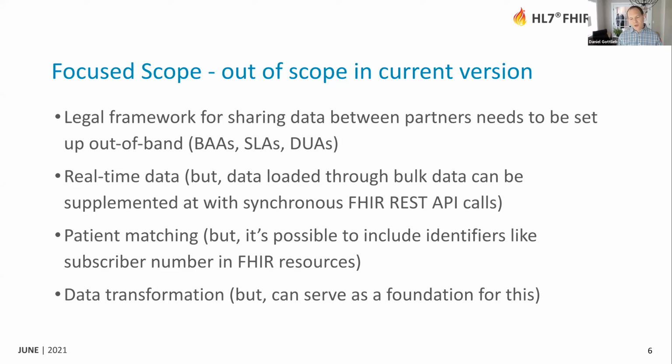But when they pull up a patient, the care management system can then do a synchronous FHIR REST API call to pull in any data that's changed in the last, let's say, 24 hours since the bulk data load. So you can do a mix and match where you pull in the bulk of your data using these mechanisms for moving large data sets, and then supplement it with real-time requests.